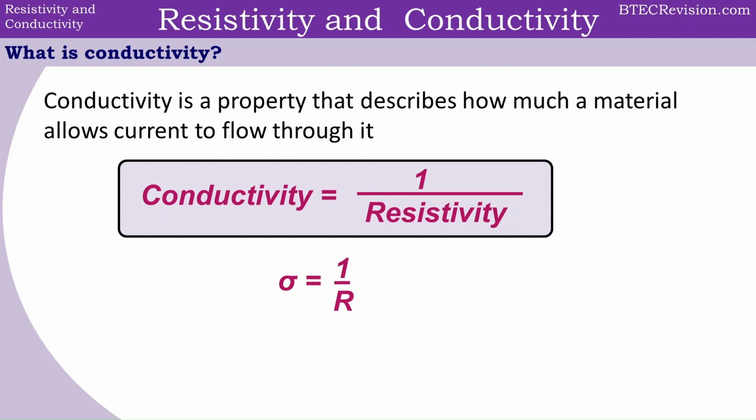Looking at the units, we know resistivity is measured in ohm meters. So therefore, conductivity is going to be ohm to the power of minus 1, meters to the power of minus 1. Another unit we can use for resistivity is Siemens per meter. We can write that as capital S m to the power of minus 1. Therefore, conductivity will have the inverse of this unit, which will be meters, capital S, to the power of minus 1.